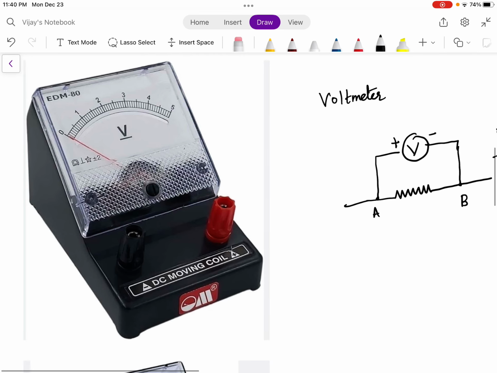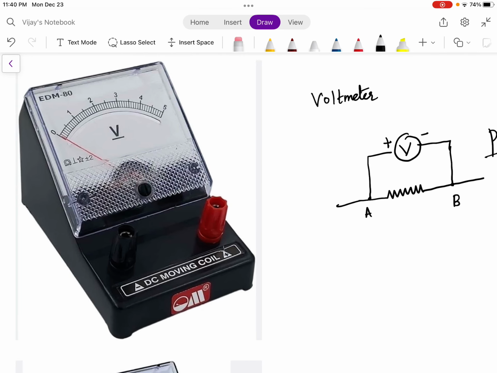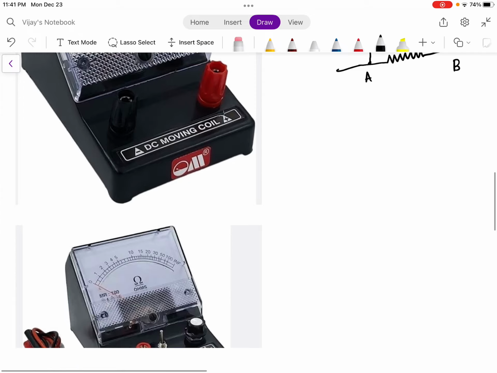Now you can see that this voltmeter can measure a maximum of 5 volt. So ammeters can be of different ranges. In the same way, voltmeters can be of different ranges, 0 to 5, 0 to 3, 0 to 10, 0 to 15, or 0 to some 100 millivolt, anything it might be. So ammeters and voltmeters can be of different types depending upon their ranges. So this is all about the voltmeter.